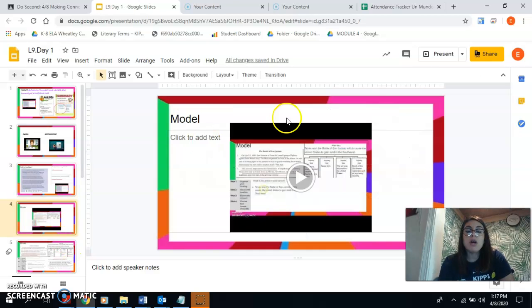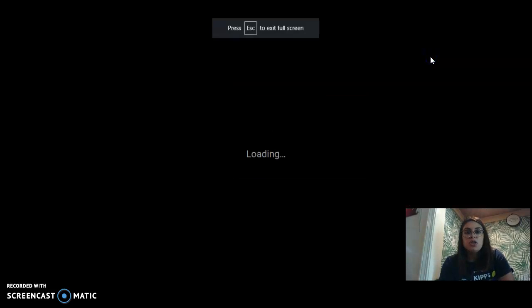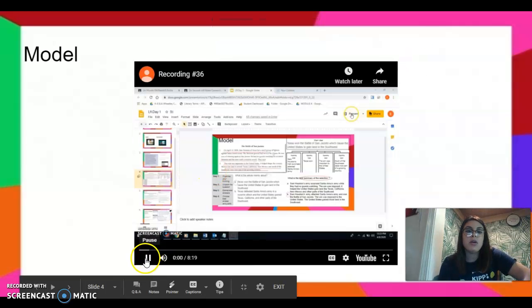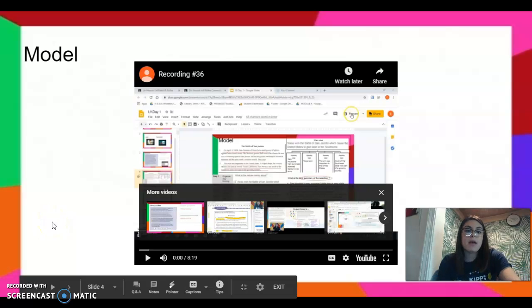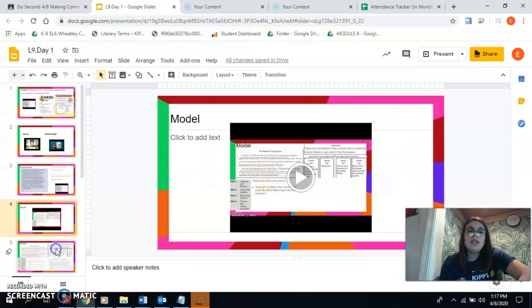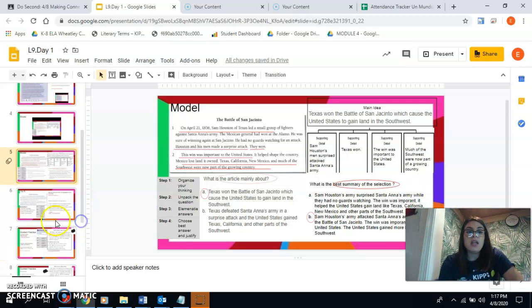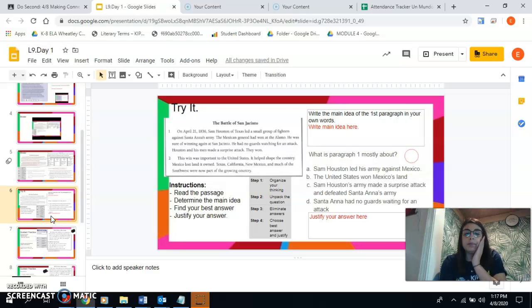Then we're going to go to the model. If you push present, it should automatically start playing for you. So watch that. All right. Then here's just what the model looks like. So you can see the whole thing right after you watch the video, so you can see how it looks. Then you're going to go to your try it section.